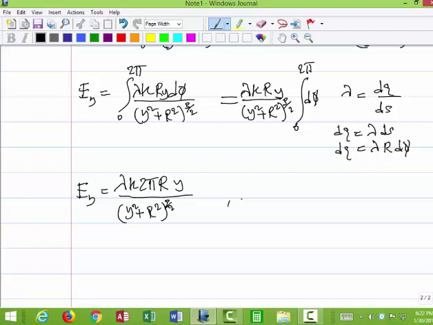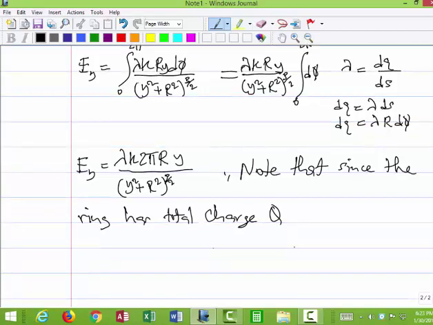So the next thing is we need to note that since the ring has a total charge q, then we can say that lambda, which is a charge density, is the total charge per unit length. The ring has a length which is the circumference of the ring. What is the circumference of the ring? What is it? 2 what? Yeah, 2 pi r. So the ring has circumference 2 pi r.